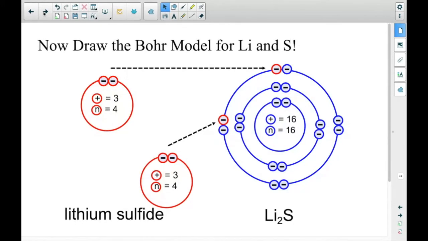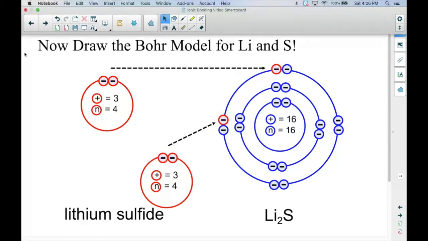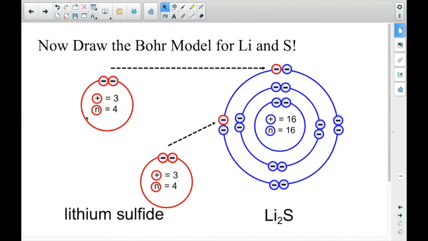For lithium and sulfur, the formula is going to be Li2S because I need 2 lithiums to make that sulfur happy, to make all of the shells be full shells, right? Of course, we remember that the lithium is stable with 2 in the first shell, so they're both stable, and the sulfur is going to be happy with 6, 7, 8 in that outside shell. So we're going to make lithium sulfide, and it's going to be Li2S.